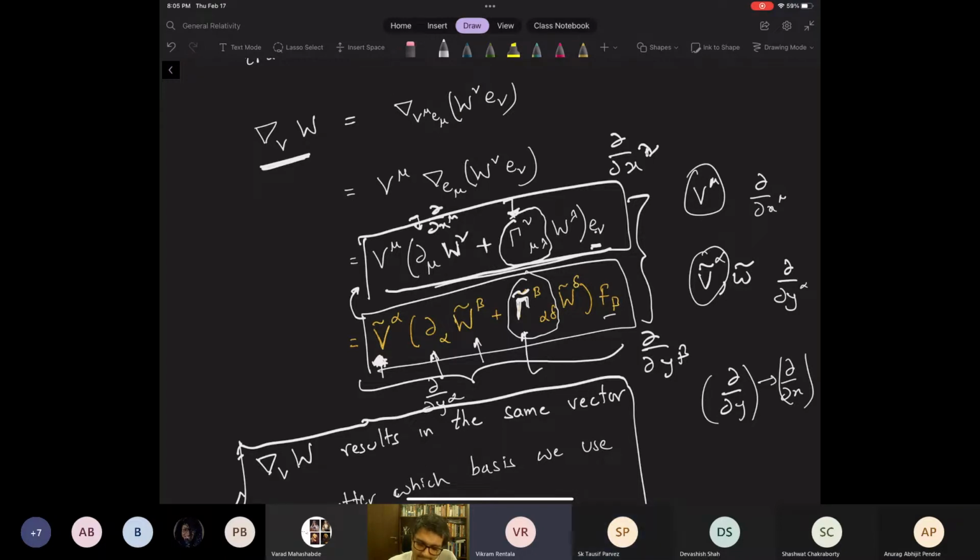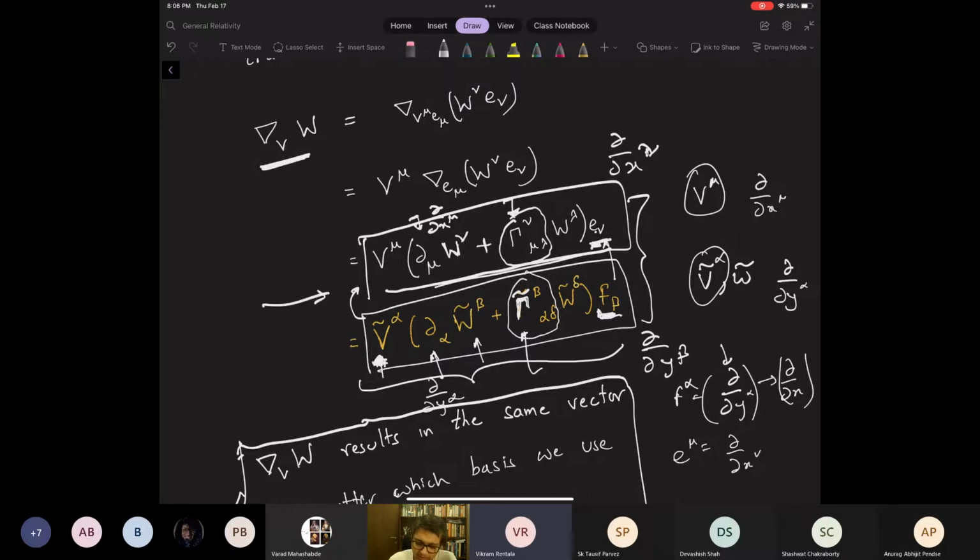Okay, sir. And also these f betas, I mean these basis vectors, because these basis vectors are just this partial y. Right, and e mu is partial x. So if you go from the y basis, you have to express this in terms of the x basis.